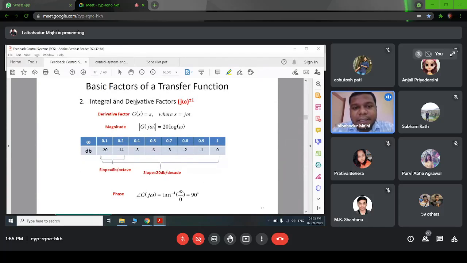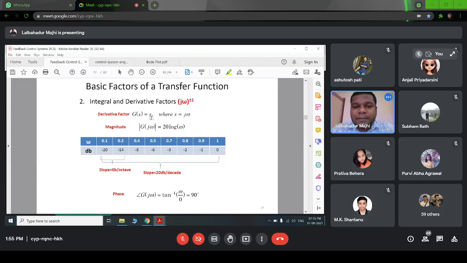So let's go to the integral and derivative factor. Let's see the derivative factor first. Okay, so G(s) equals s only. That means the derivative factor means a zero at the origin. So let's say our transfer function is only s. In frequency response, we have to put s equal to j omega, because we have to vary the value of omega.